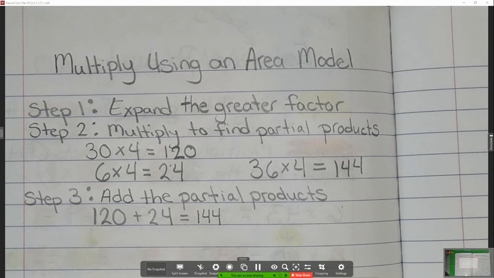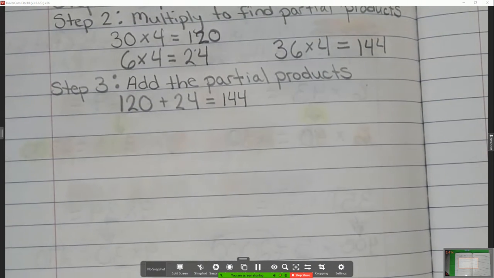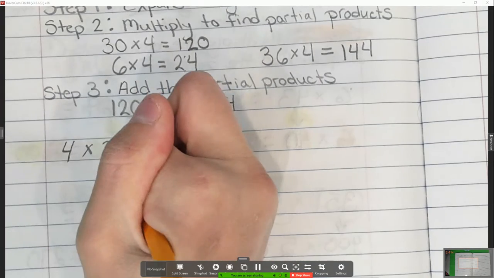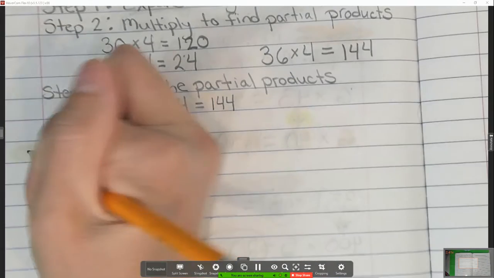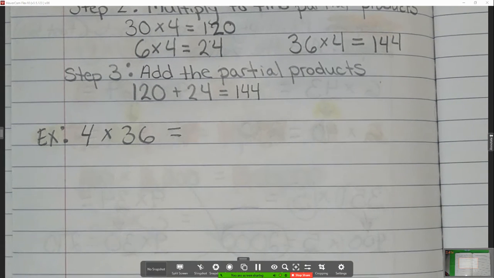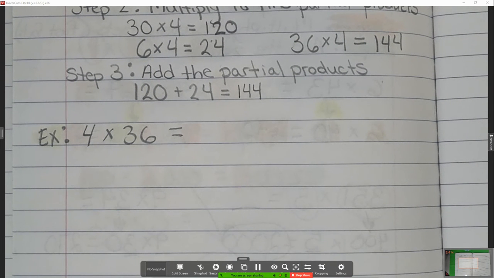Okay, so now we have our steps down, and we're going to work with it, what they mean by it. So here's our example. We have 4 times 36. I'm going to put EX right here, because that means example. If I looked at that, I'd probably get discouraged really quick, like, I don't know how to multiply that. But I'm going to stop for a second and remember, oh, I could use the area model.